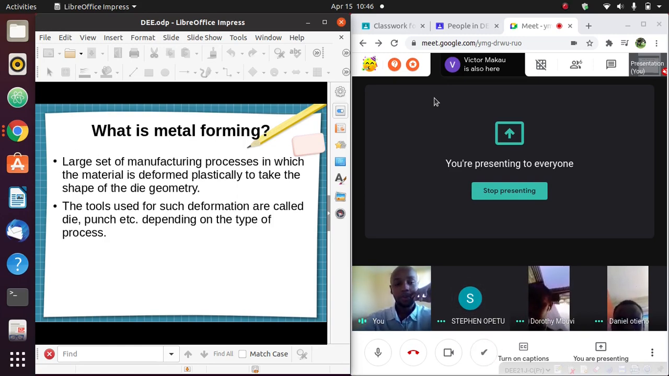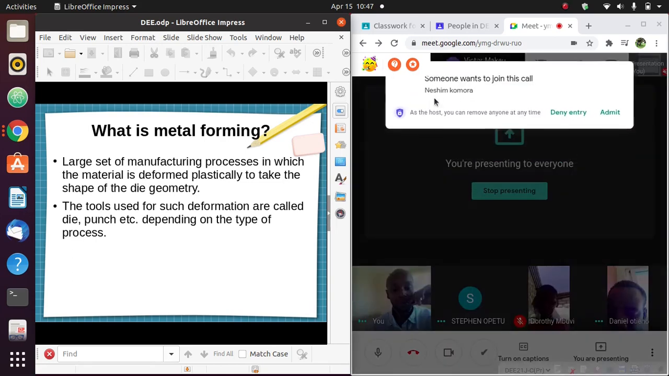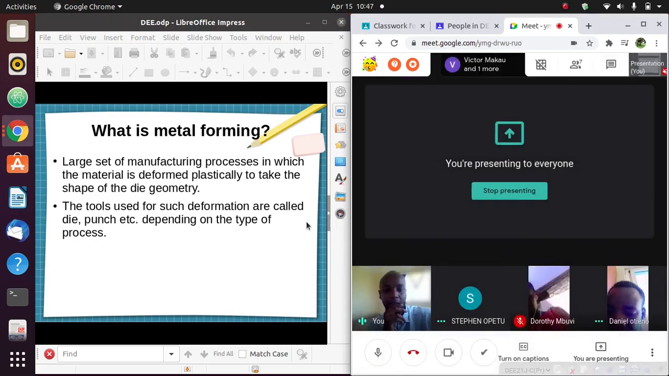Now we'll start with metal forming. So metal forming is a process ambayo we deform materials ama metals. Plastic deformation. When I say plastic deformation, I mean permanent deformation. When you take a material, a metal, and you deform it internally mpaka ika change structure, that is what we call plastic deformation.